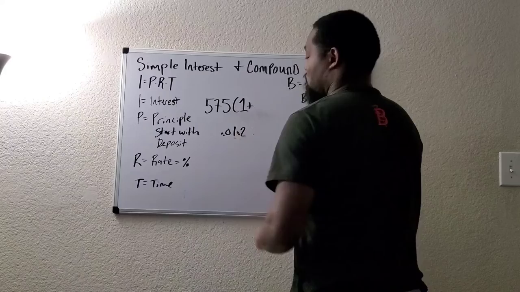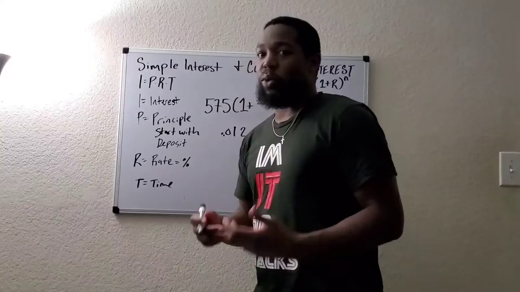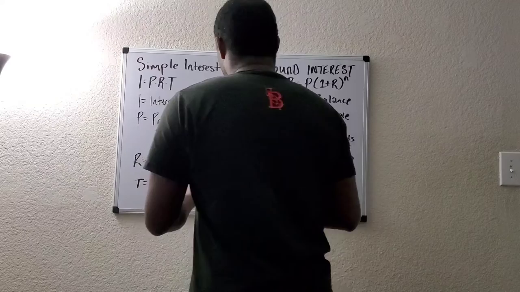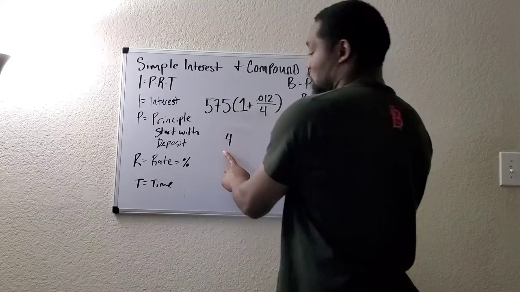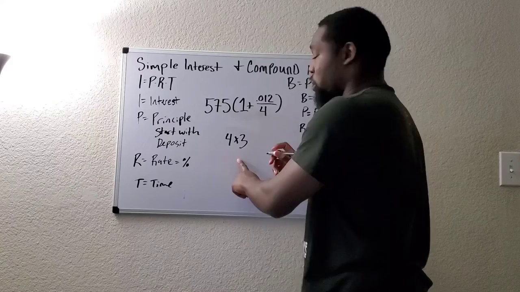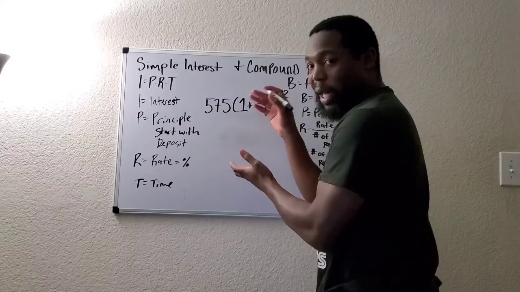And what do we say? Quarterly was the problem. I'm losing my screen. Quarterly. So what did quarterly mean? We're going to take a year and break it up into 4 parts. And lastly, it said over 3 years. So we can take our quarter. That's how many times it's going to compound in 1 year over the 3-year time frame, giving us 12. So this is what I mean by knowing the information. If you know what you're reading and you know what words go where, you can easily set your problem up.